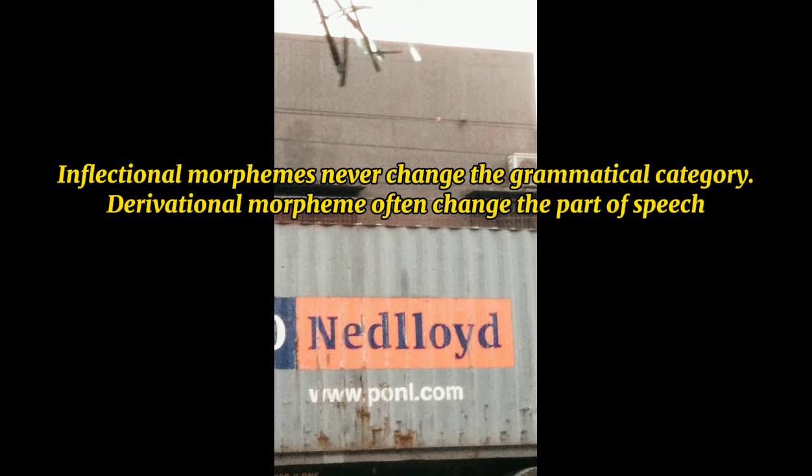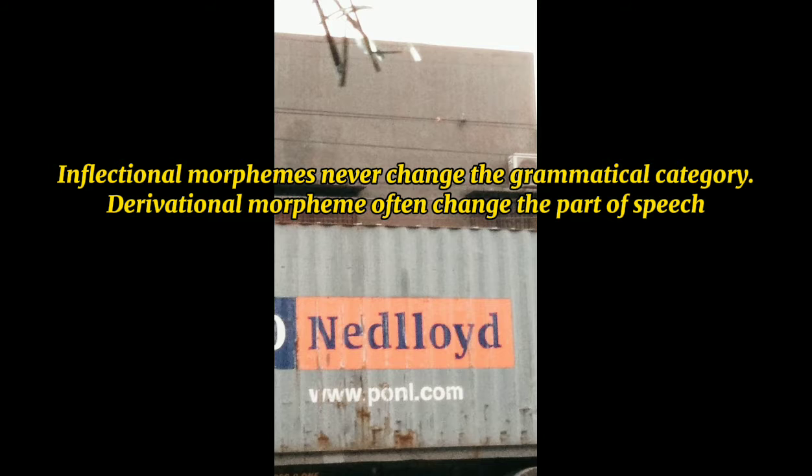So what are the differences between inflectional and derivational morphemes? First, inflectional morphemes never change the grammatical category, the part of speech of a word. For example, tall and taller are both adjectives. So the inflectional morpheme er, the comparative marker, simply produces a different version of the adjective tall. However, derivational morphemes often change the part of speech of a word. Thus, the verb read becomes the noun reader when we add the derivational morpheme er. Read is a verb, but reader is a noun.